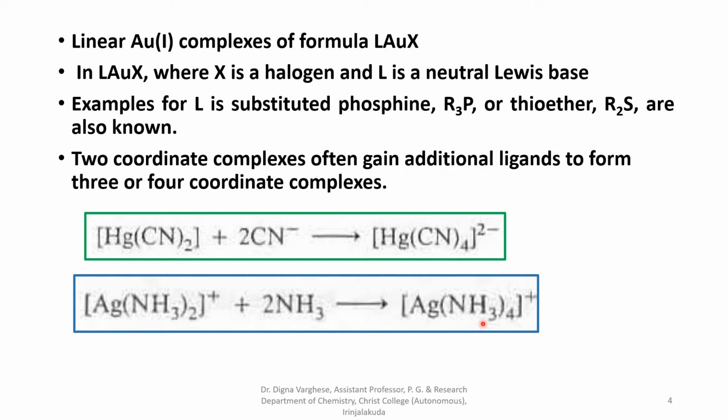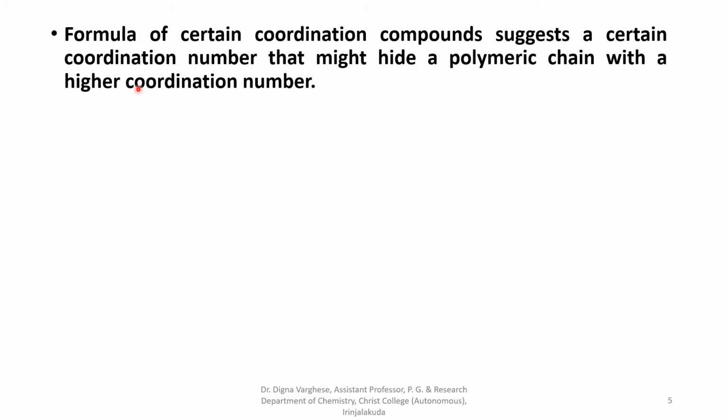So all these complexes can form higher coordination number complexes by gaining some additional ligands. We have seen that certain ligands added to coordination number 2 complexes may convert them to higher coordination number complexes. So the formula of certain coordination compounds suggests a certain coordination number that might hide a polymeric chain with a higher coordination number.